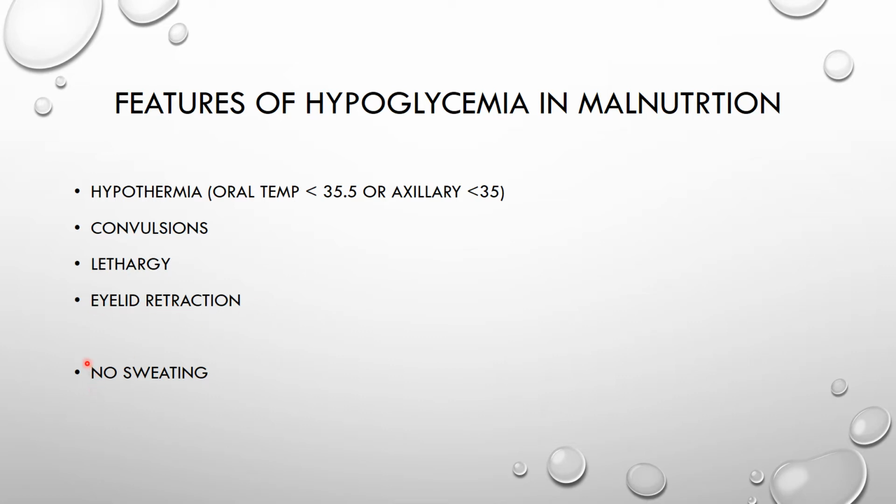And we must know that because of the affected mechanisms of response in malnutrition, the adaptive adaptation, the patients do not have the sweat response, so there will be no sweating. We expect sweating in hypoglycemia, but in these patients there will be no sweating. They won't sweat, and they won't turn pale. You need to know that in malnutrition, because of adaptive adaptation, they won't sweat.